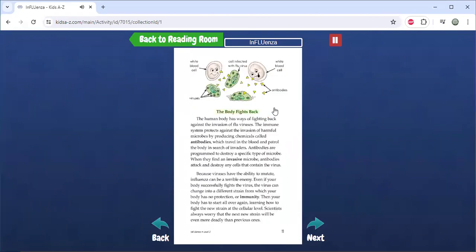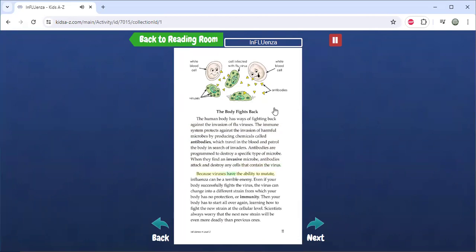The body fights back. The human body has ways of fighting back against the invasion of flu viruses. The immune system protects against the invasion of harmful microbes by producing chemicals called antibodies, which travel in the blood and patrol the body in search of invaders. Antibodies are programmed to destroy a specific type of microbe. When they find an invasive microbe, antibodies attack and destroy any cells that contain the virus.